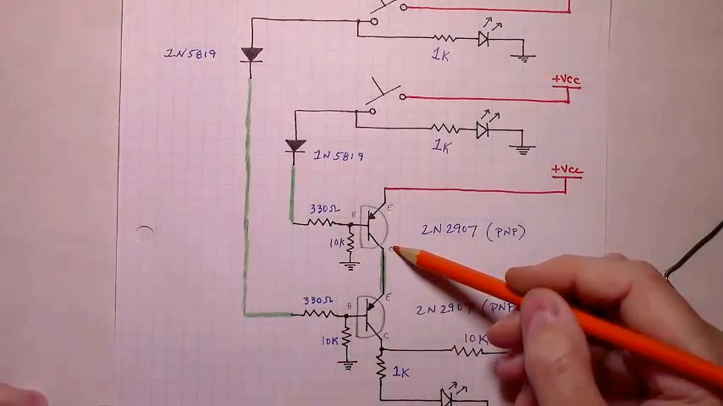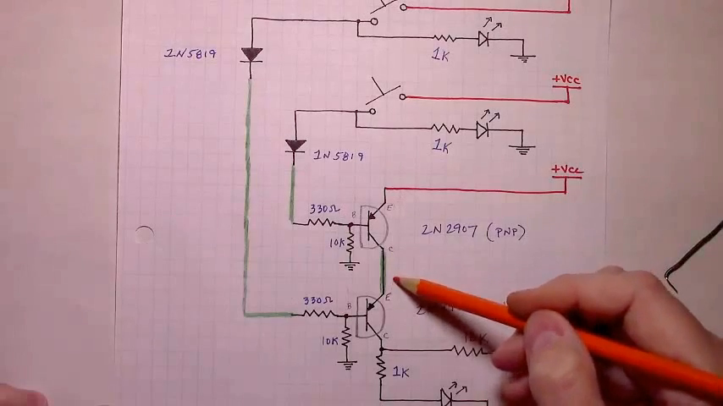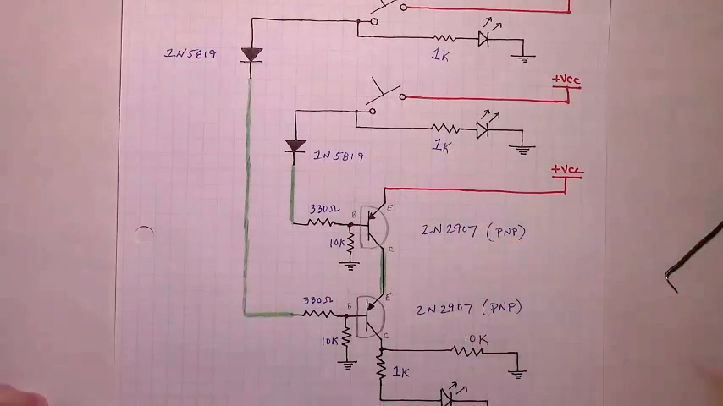We need these pieces of wire, as well as a piece of wire from the collector of the first PNP down to the emitter of the second PNP. We need to connect those two together. So let's add that wire.